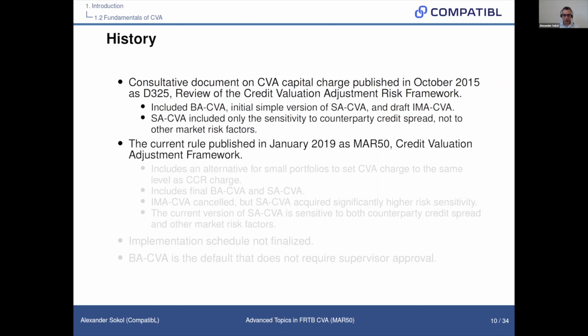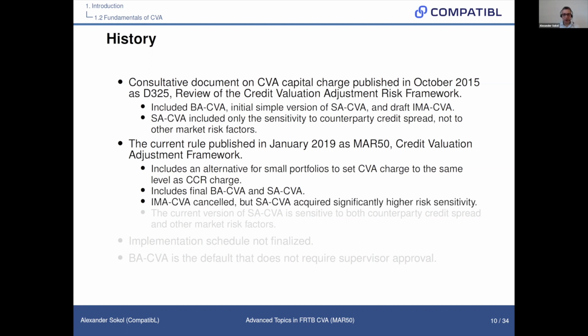Now, fast forward to today, there is a current rule published in January 2019 and due to take effect when it's implemented. It's in the MAR50 document under the new nomenclature, Credit Valuation Adjustment Framework. And here are the changes. It includes an alternative for small portfolios to set the CVA charge to the same level as the counterparty credit risk charge. It includes the final BA-CVA and SA-CVA.